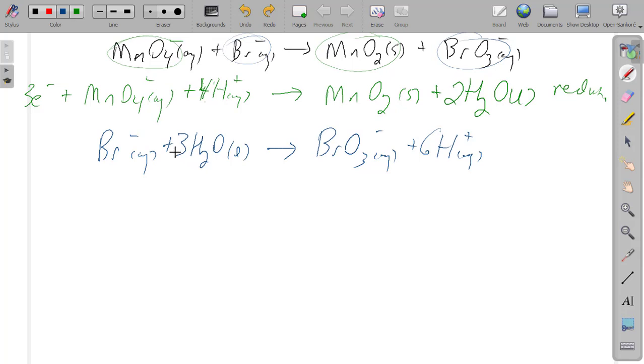Or I'm sorry, let me back up here. I can't believe I goofed that. There's only 1 minus, that's 0 charge, sorry. So 1 negative on the left, but 1 negative and 6 pluses makes 5 plus. So we're going to go from 1 negative and 5 plus.